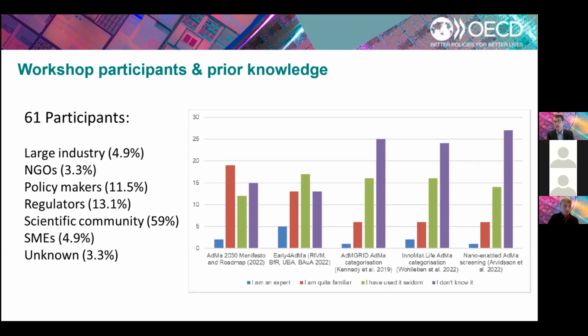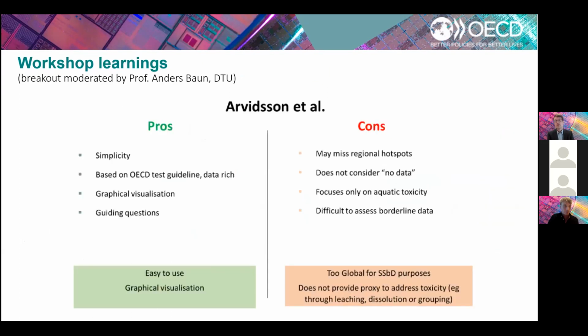Now, on the next slide, we will look first into the Arvidsson et al. scheme, which has the advantages of being very simple, of being based on an OECD test guideline, which means that for certain materials, it will be data rich. It provides a graphical visualization, and it had very clear guiding questions that made it simple, at least for the experts, to apply the scheme. So these were the main advantages we saw in the workshop.